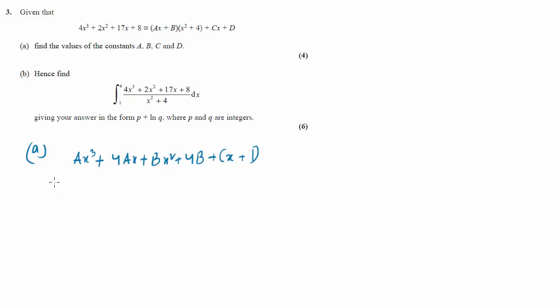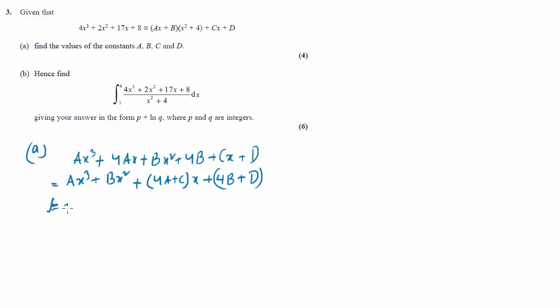Now if we arrange it in such a way that all the x cubed and x squared are arranged, we can write ax cubed, then we can write bx squared, then we can take the x common, 4a plus c, and the leftover are the constants 4b and d. So now we can compare.